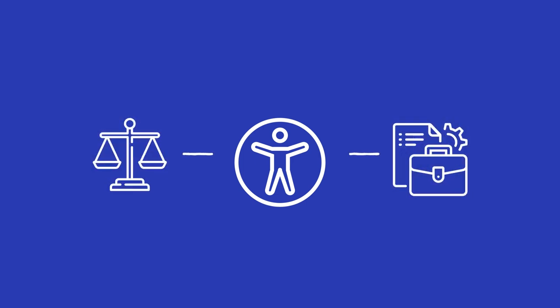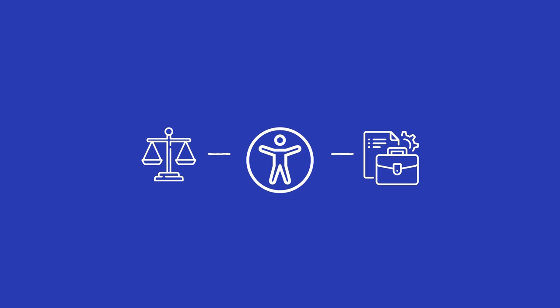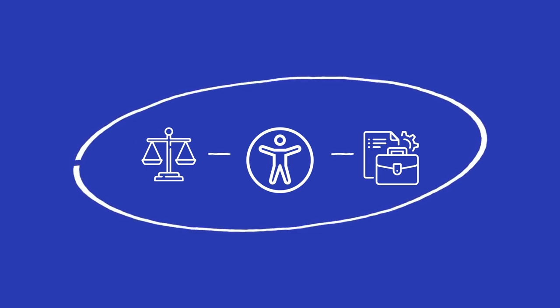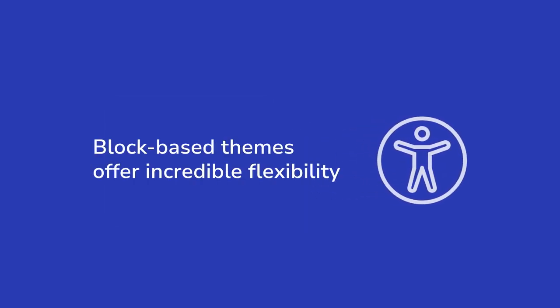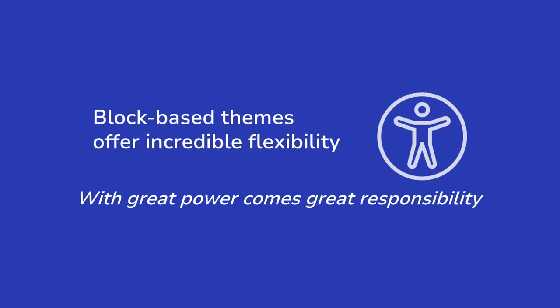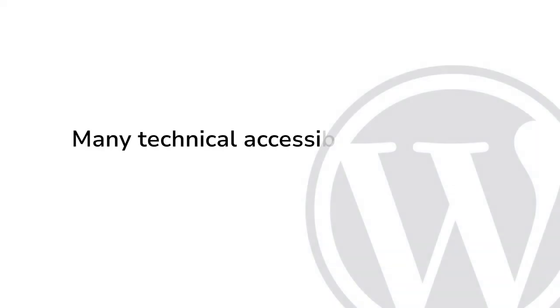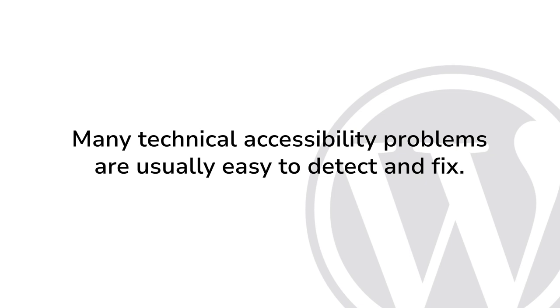While accessibility has legal and business implications, it's important to remember that these guidelines promise a better browsing experience for everyone. The easiest way to guarantee that your site is accessible is to consider it during the design and development. However, block-based themes offer incredible flexibility, and with great power comes great responsibility. Fortunately, many technical accessibility problems are usually easy to detect and fix using automated tools.